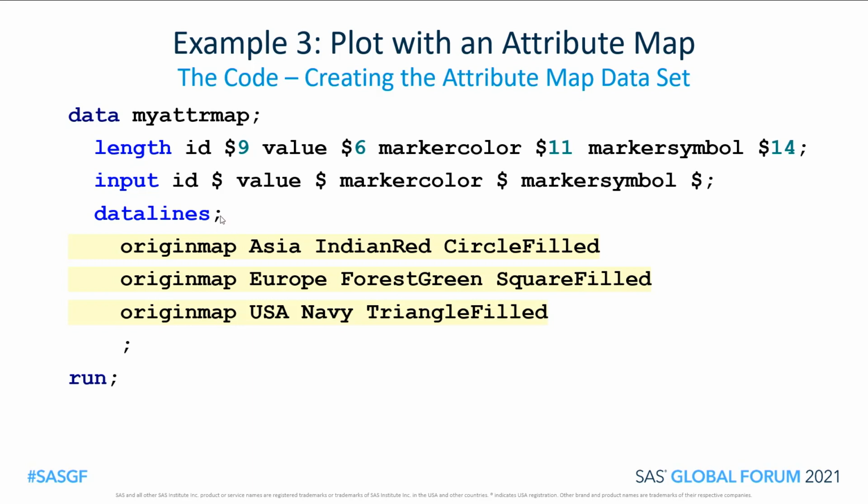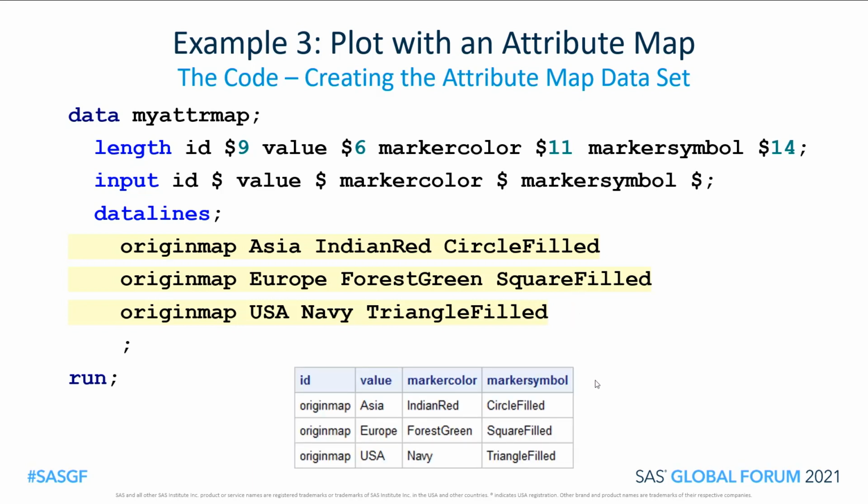And then you'll notice in the data lines block, I have 3 records. I have 4 strings in each one, separated by spaces, so those are simply going to be read into those 4 variables. So all 3 records will have origin map. That's a name, I just made that up. I called it the origin map. That's my ID. The value will be Asia, Europe, or USA. And then I have an associated marker color and marker symbol. When this data step completes, we will have this data set as a result.